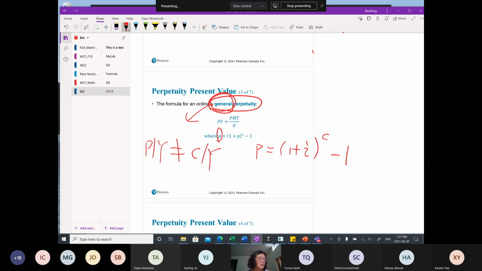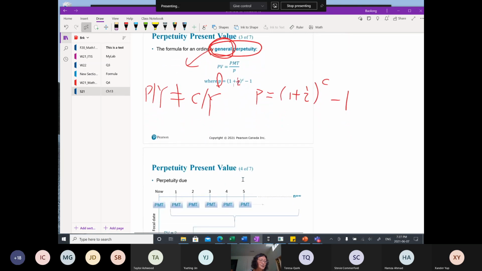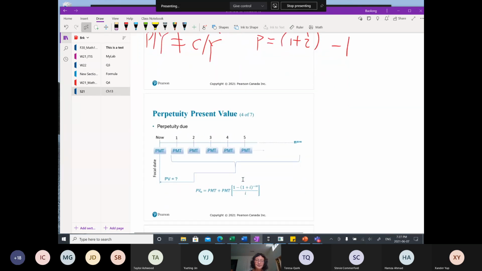So when you print your PowerPoint from Sakai, there's a typo here. 1 plus I raised to power C. Okay. All right. Thank you, Humble, for your answer.